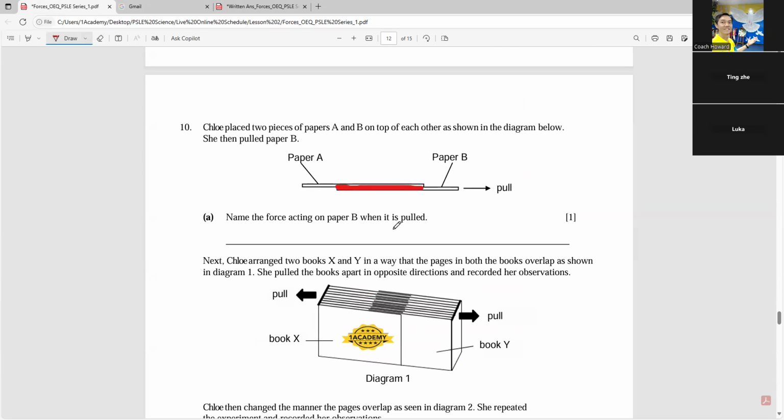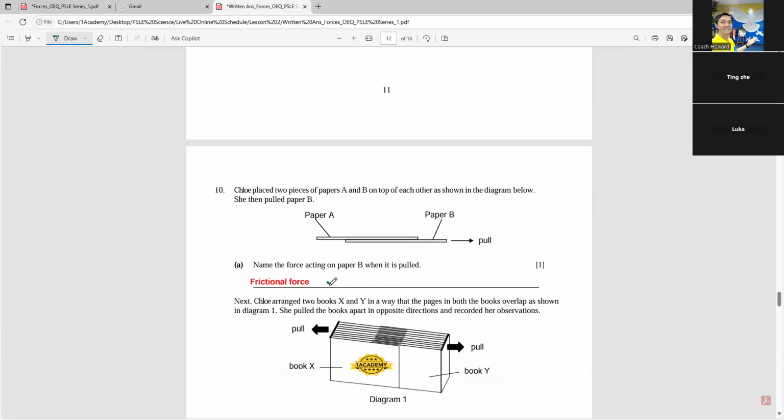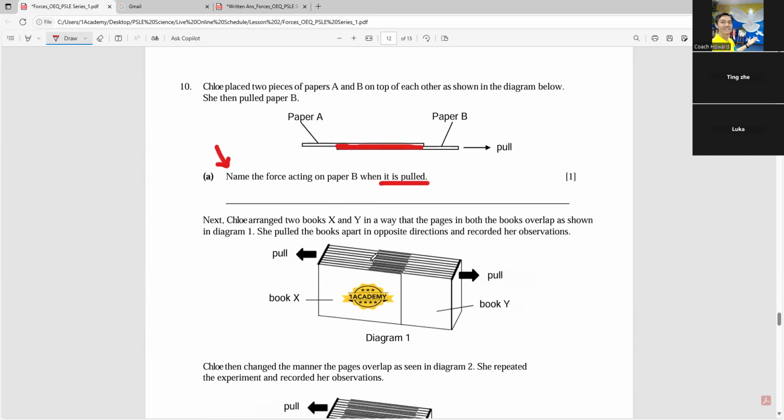Next, before that, part A, they say name the force acting on paper B when it's pulled. Okay, when it's pulled, right? So there's this frictional force. So you must indicate frictional force. Okay, next, Chloe arranged two books, X and Y. So there's two pieces of paper, right? Now the two pieces of paper became two books.